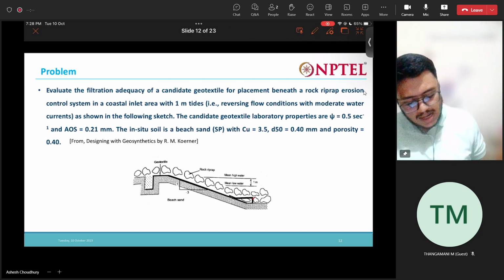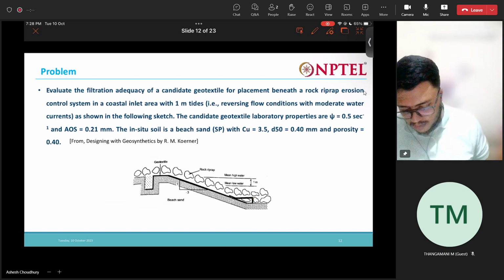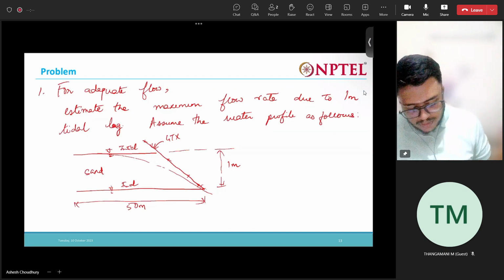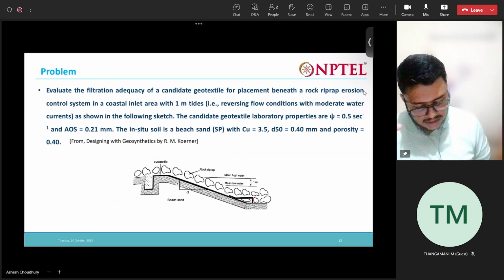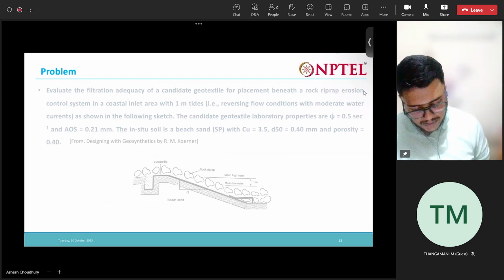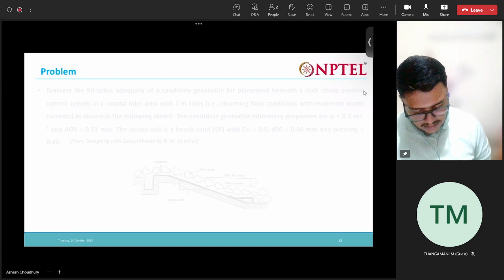The first task is to find out the total flow that would be occurring. To find that, they are considering a portion. This length they are considering 50 meters, and 1 meter is the height. This is the initial water level, this is the final water level, the mean low water level. Between these two, this much water is playing. If I extend this line here, you are just considering a section. This is the geotextile.